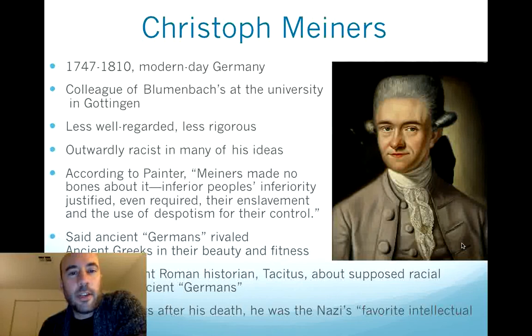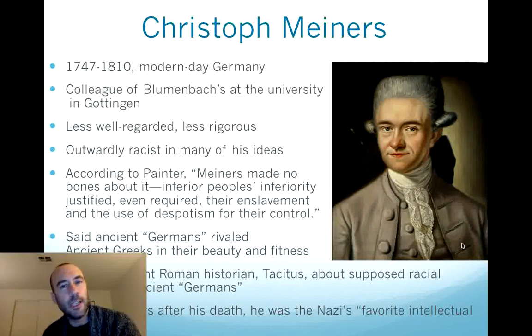So that takes us to Christoph Meiners, who was also from what's now Germany. He was actually a colleague of Blumenbach's. Definitely sort of an avowed racist, even though they didn't really use that term in their days. But he definitely took a sort of social Darwinistic approach, saying like, Painter says, quote, "Meiners made no bones about it. Inferior people's inferiority justified, even required their enslavement and the use of despotism for their control." So he took this view of like, we're superior, they're inferior, therefore we should control them for their own good.